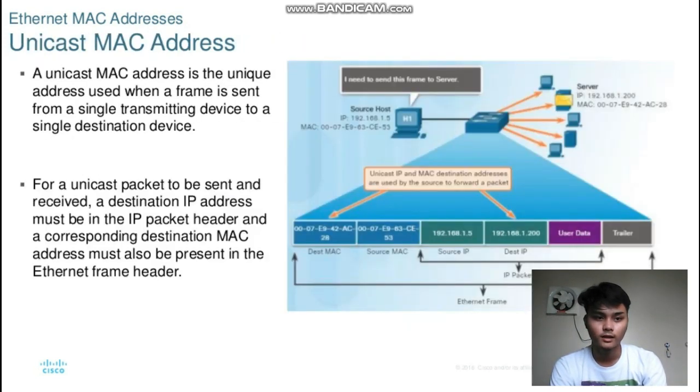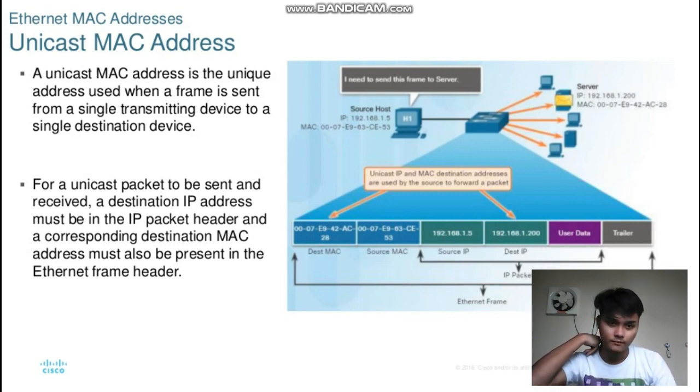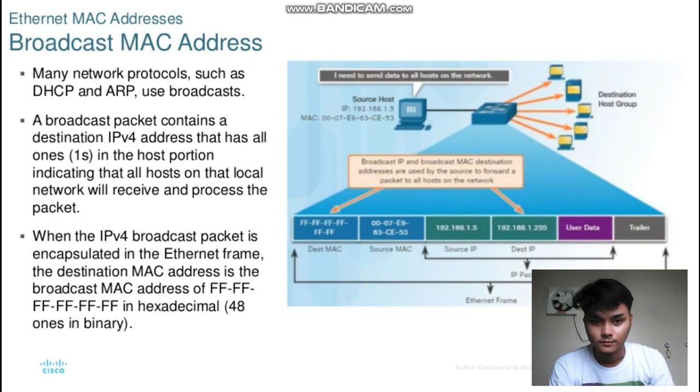Unicast, as I said in the previous chapter. Unicast is a unique MAC address used when a frame is sent from a single transmitting device, as you can see in the figure. For broadcast, all hosts in the group can receive the message from the source host.